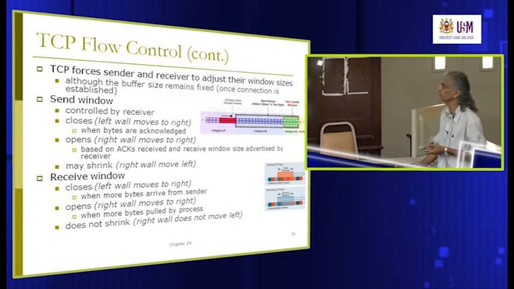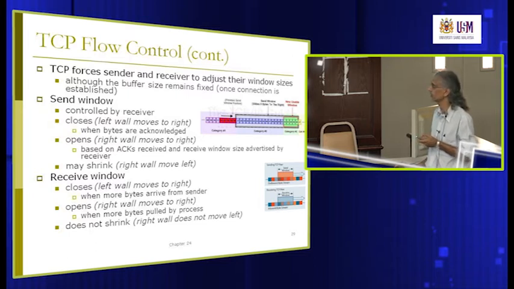The send window is controlled by the receiver, as mentioned earlier. It closes when bytes are acknowledged. It opens when the acknowledgements are received and the receive window is advertised by the receiver. So once an acknowledgement is received, it will move towards the right. Or it may shrink depending on the receiver's receive window. If the receiver says it's too much data, then the sender's send window will reduce in size. The receive window will close when new bytes arrive from the sender.